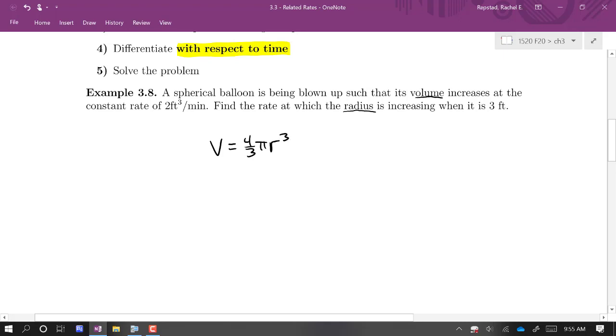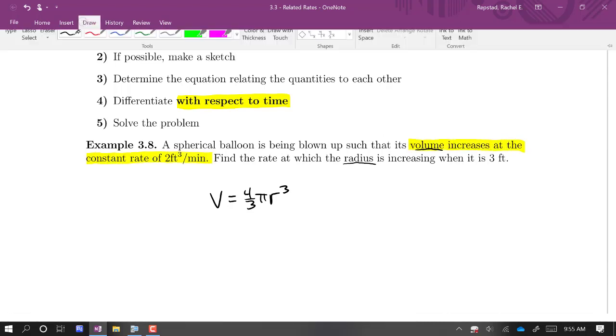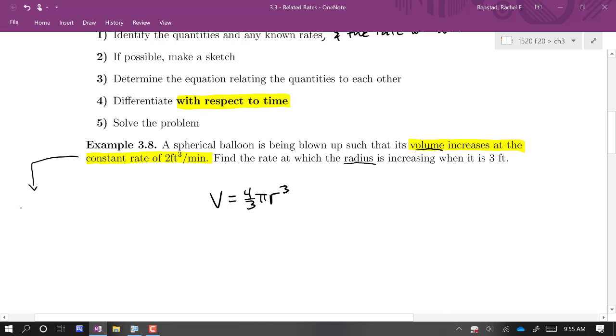Now, I guess I've kind of skipped ahead to step 3 in this list up here. The quantities that this problem is about are volume and radius. Now they tell us, I'm going to highlight this, the volume increases at the constant rate of 2 cubic feet per minute. That's a known derivative. We know that dV/dt is equal to, it's increasing, so it's a positive 2, and it's constant, so dV/dt is always equal to 2.